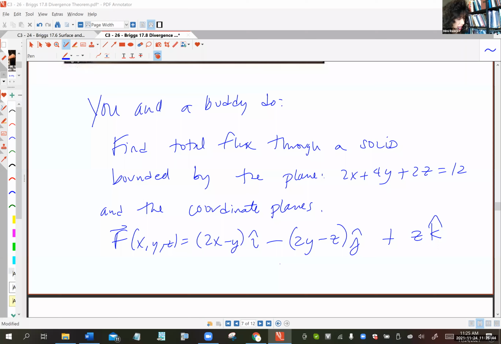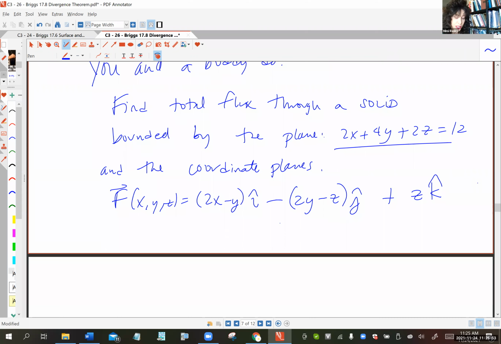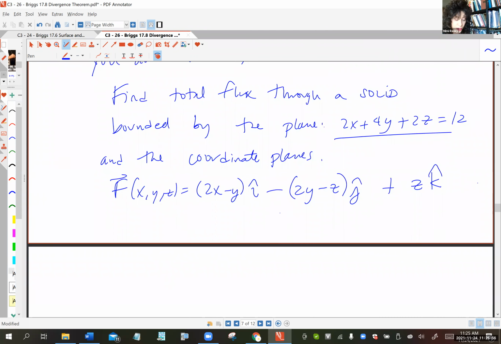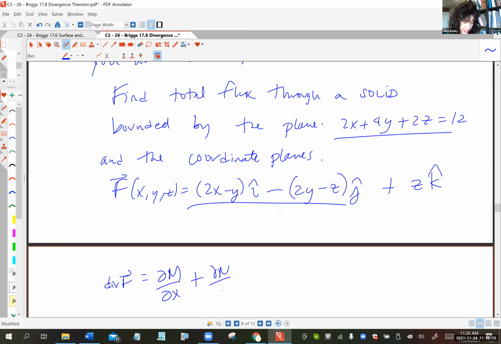Let's take a look here. So you want to find the total flux through a solid. It looks like it's going to be a tetrahedron bounded by this plane. You're in the first octant and you have a vector field here. So since we know the total flux is going to be done via the divergence theorem, let's go ahead and get the divergence of F. How hard could this be, right? So we know how to get divergence. It's dm dx plus dn dy plus dp dz. And I've got my m, n, and p here, those components. What do I got?